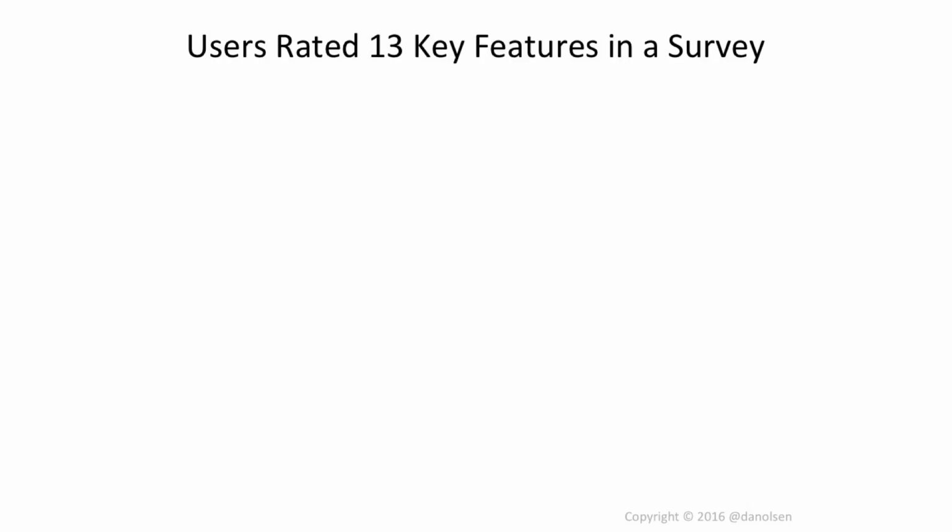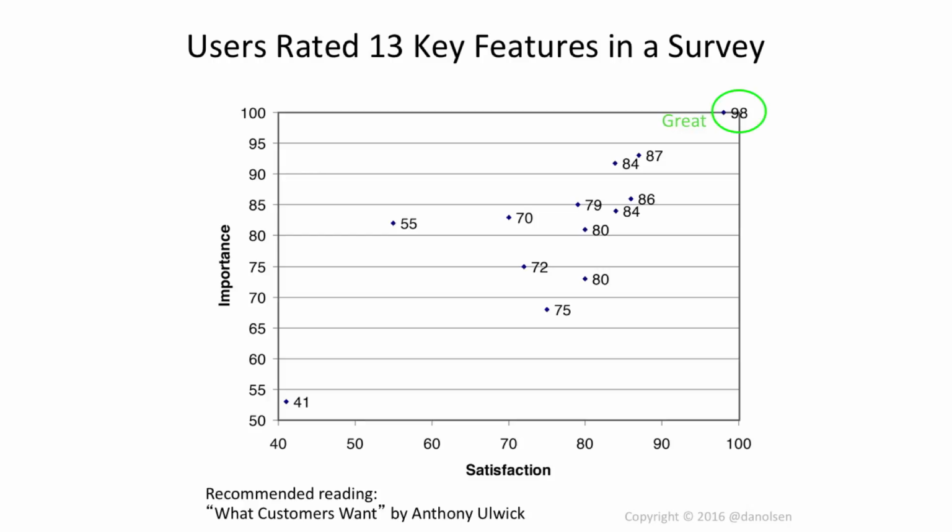Now, if this seems kind of theoretical and abstract, let me show you some real data from a product that I worked on. We had 13 key features, and we surveyed our users and asked them to quantitatively rate importance and satisfaction. And this is the data that we got. There are 13 data points. Each of those data points is one of our features. And basically, you can see the satisfaction level is what's next to the point.